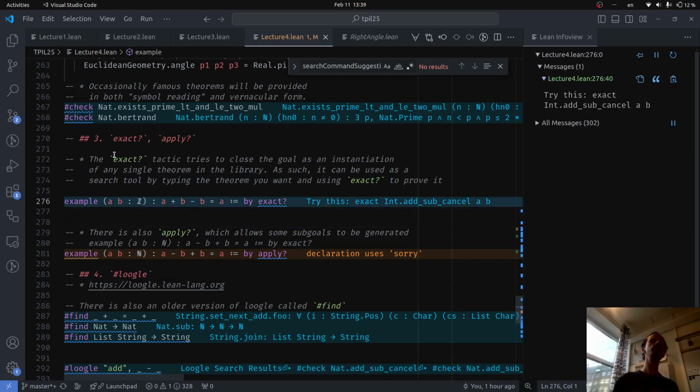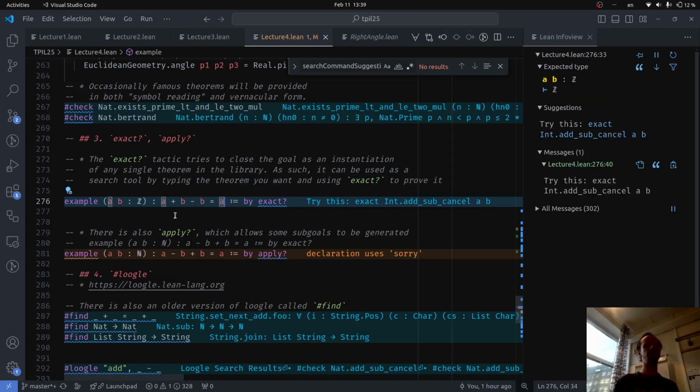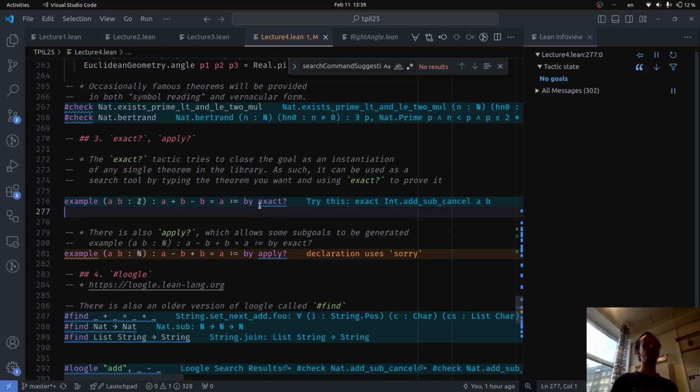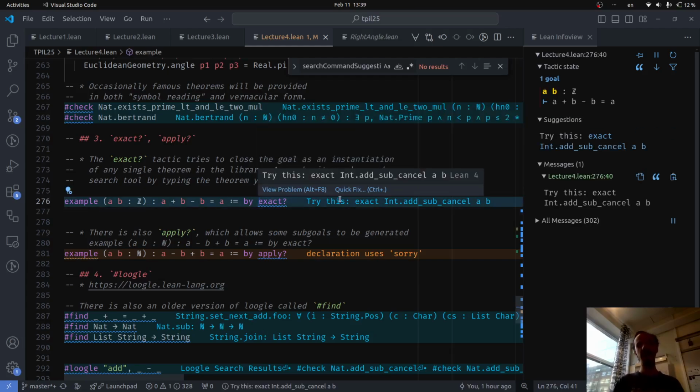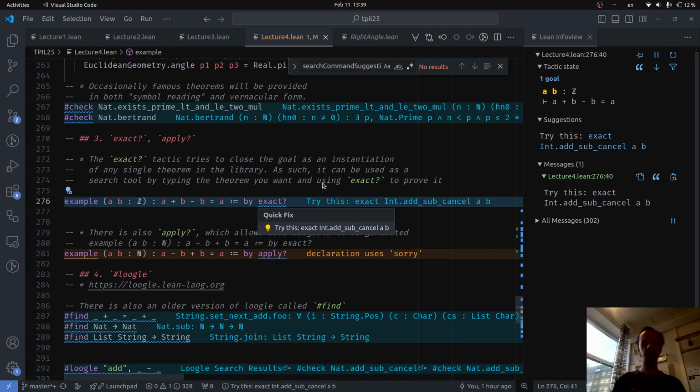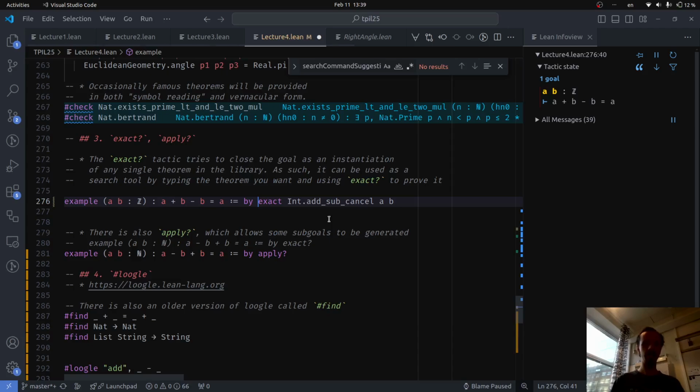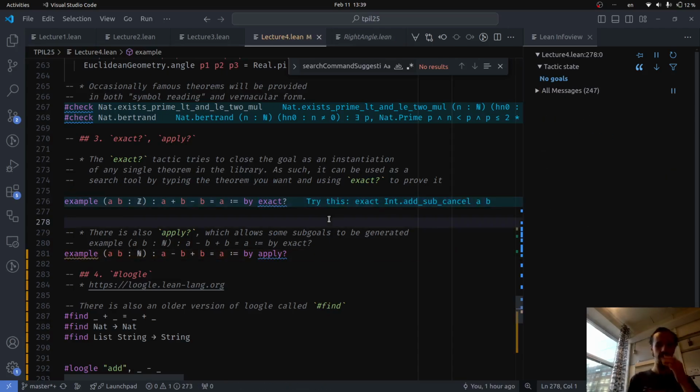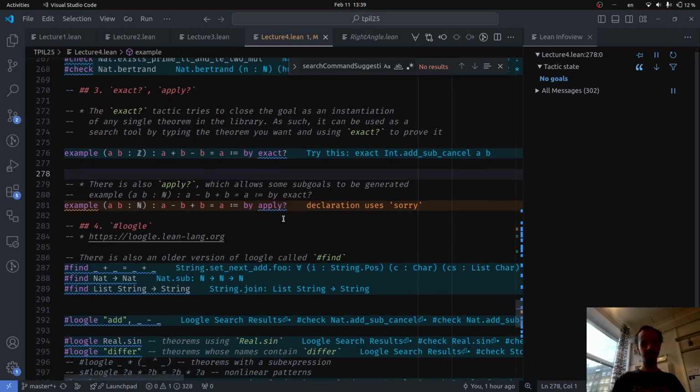It means if you want to know, okay, here's a theorem, I think it should be true, like on integers a + b - b = a. That sounds like something someone would have written in the library somewhere. So I can run exact?, and then it comes back with this "Try this", and it suggests to use Int.add_sub_cancel. So that's how I can find these theorems.